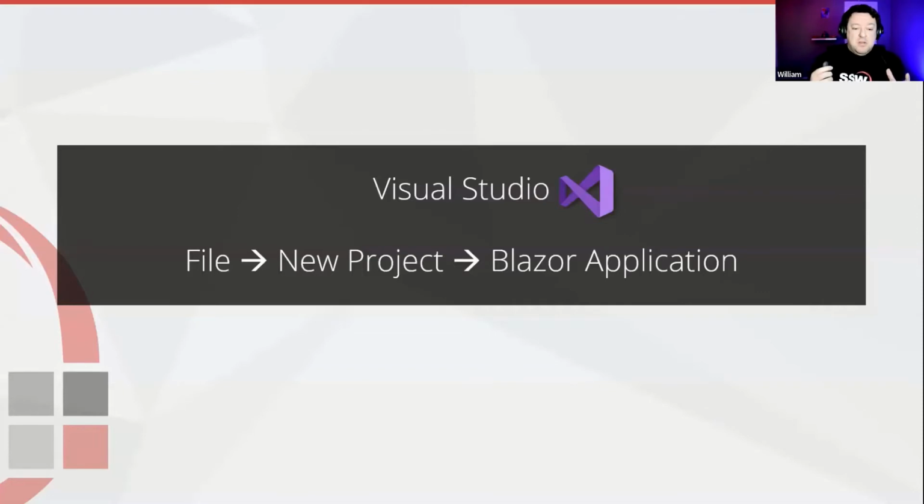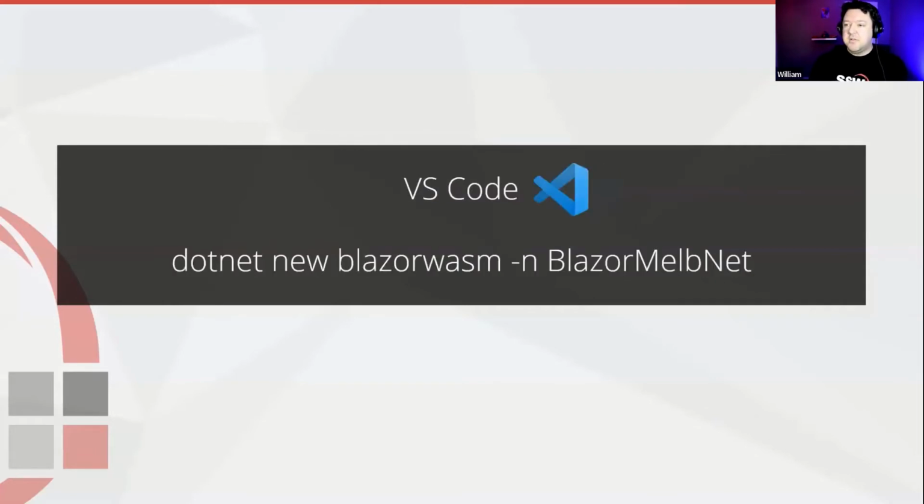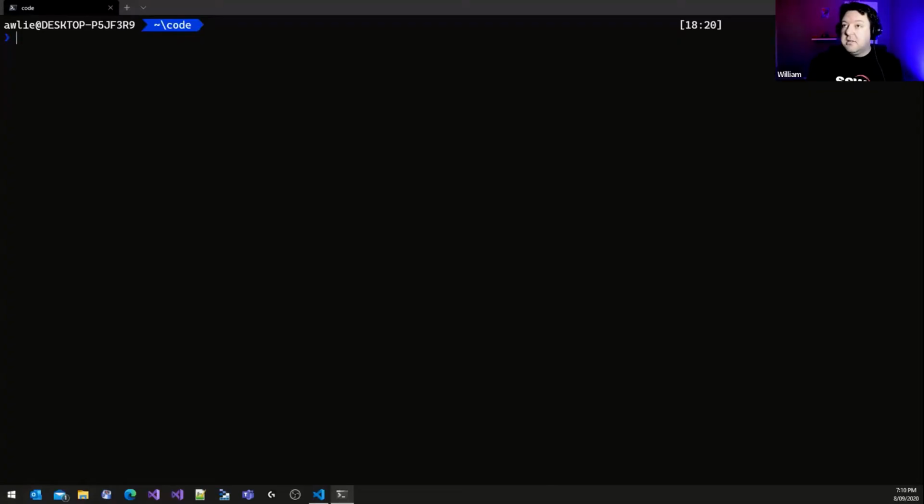So with Visual Studio, very easy. You can just go File, New Project, and select the Blazor application. But to taunt the front-end developers that all love VS Code, I'm going to use VS Code to spin up a new Blazor WebAssembly application. So here we go. So just go dotnet new blazorwasm. WASM is short for WebAssembly. I'll just give this a name. I'm going to call this BlazorMelbNet.